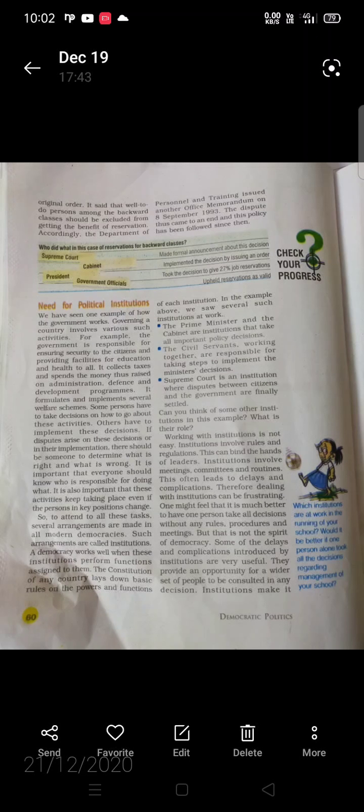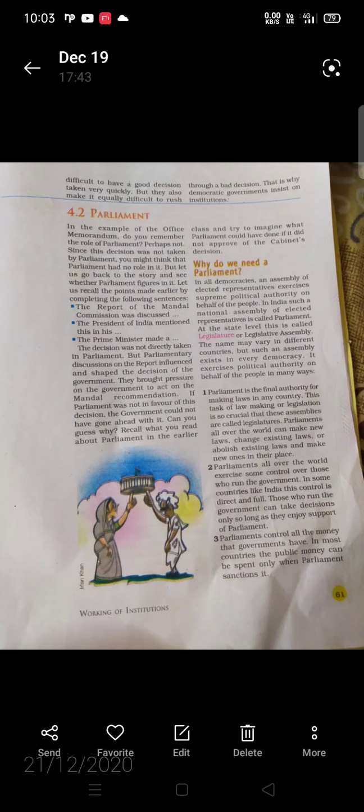The Prime Minister and the Cabinet Ministers take all important policy decisions. Then the executive, which consists of civil servants, work together and are responsible for taking steps to implement the ministers' decisions. And then the judiciary, that is the Supreme Court, is an institution where disputes between citizens and the government are finally settled. Now, Parliament and the legislature.